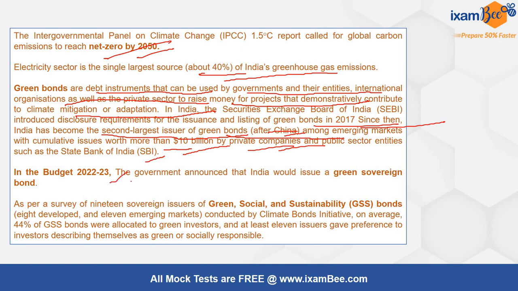In budget 22-23, the government announced that India would issue a green sovereign bond also. Sovereign means which the government will issue. And as per the survey of the 19th sovereign issue of the Green Social Sustainability bonds conducted by Climate Bonds Initiative, an average 44% of the GSS bonds were allocated to green investors, and at least 11 issuers gave preference to investors describing themselves as green or socially responsible.